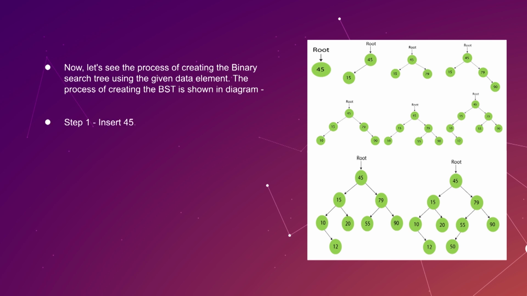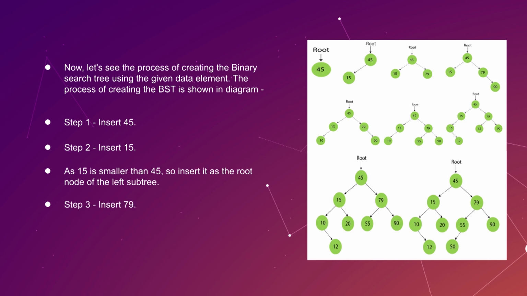The process of creating the binary search tree is shown in the diagram. First we insert 45, because we fetch the first element, that is 45. Initially the tree is empty, so 45 will become the root node of that tree. Now we fetch the second item, 15. As 15 is smaller than the root node item 45, we insert it as the root node of the left subtree.